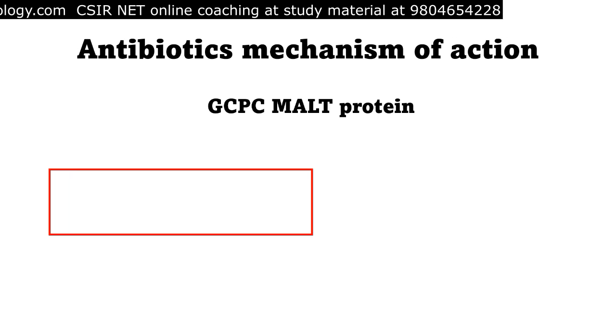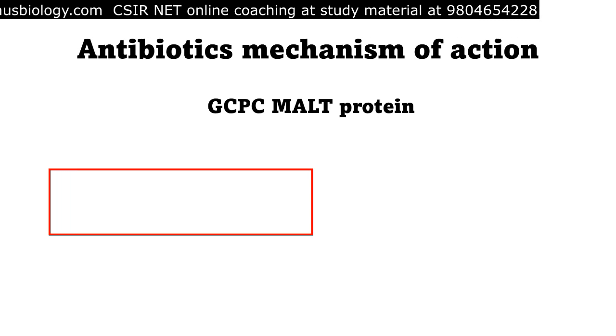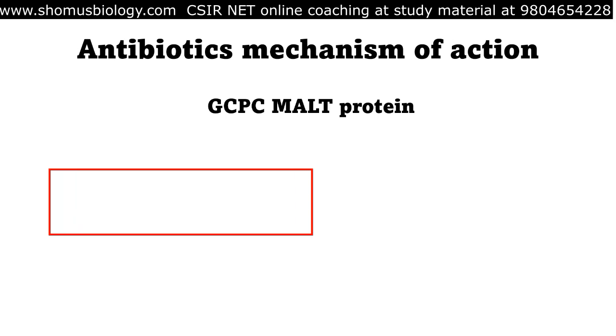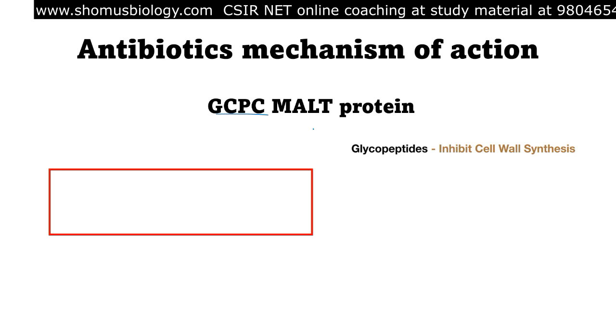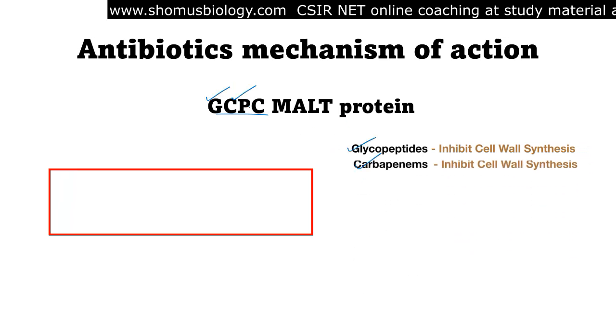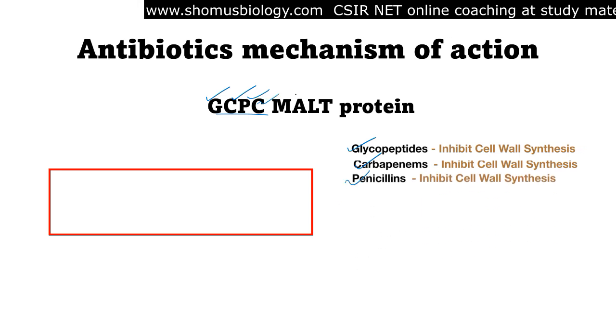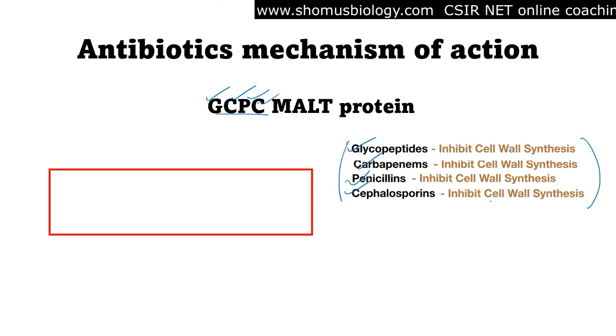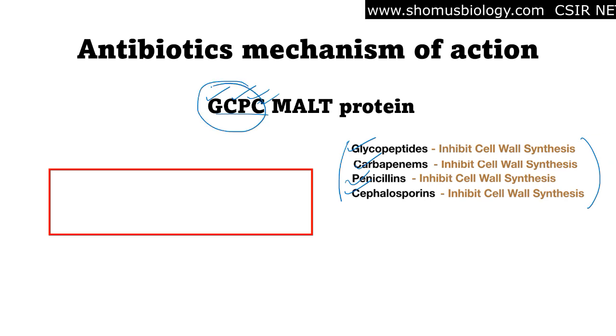This is what you need to remember. GCPC can be remembered like a jibber jabber thing. GCPC malt protein. This is all you need to know. So when you know this, you can start with GCPC. G for glycopeptides, C for carbapenems, P for penicillins, and C for cephalosporins. Okay, so glycopeptides, carbapenems, penicillins, cephalosporins, all four are inhibitors of cell wall synthesis. So they are cell wall biosynthesis inhibitors. So the GCPC of GCPC malt protein deals with cell wall biosynthesis inhibitors.